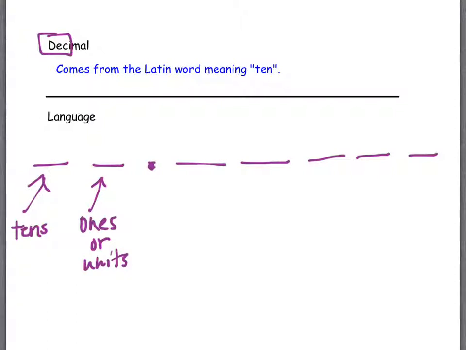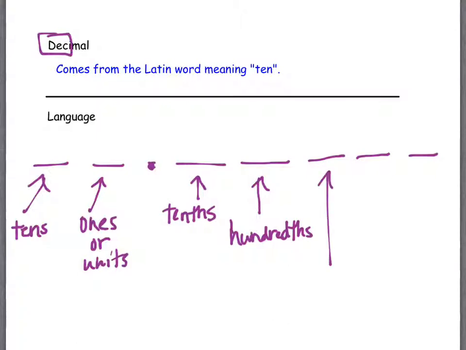Now we're going to move across the decimal place to the first location after the decimal point. What is that place called? That is the tenths. THS place. Tenths. How about the next one? That is hundredths. Again, THS. What comes after hundredths? Thousandths. What's the next one? It is the 10,000ths.